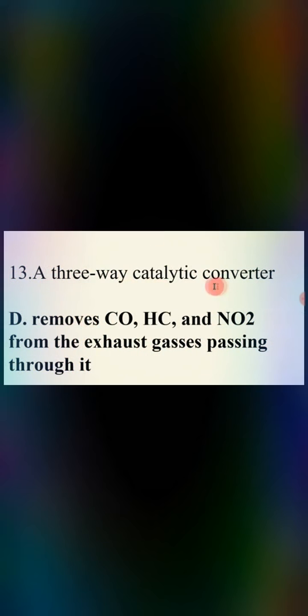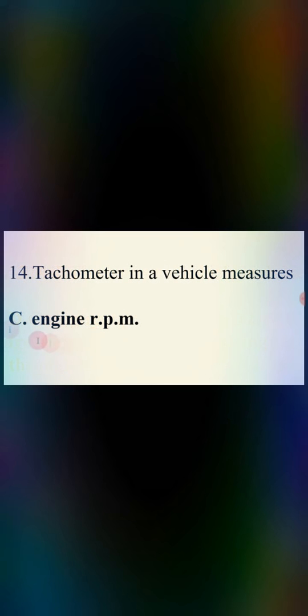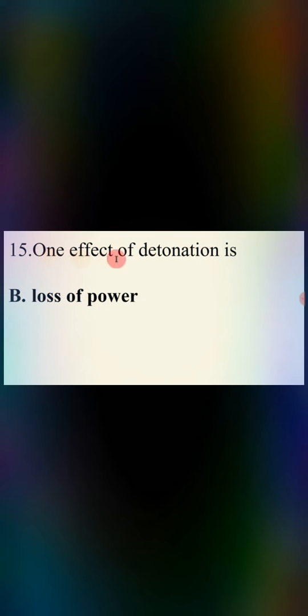A three-way catalytic converter removes CO, HC, and NO2 from the exhaust gases passing through it. Tachometer in a vehicle measures engine RPM. So tachometer's work is to measure engine RPM. One effect of detonation is loss of power. When detonation occurs in the bike or vehicle, there is loss of power. So detonation is not good.